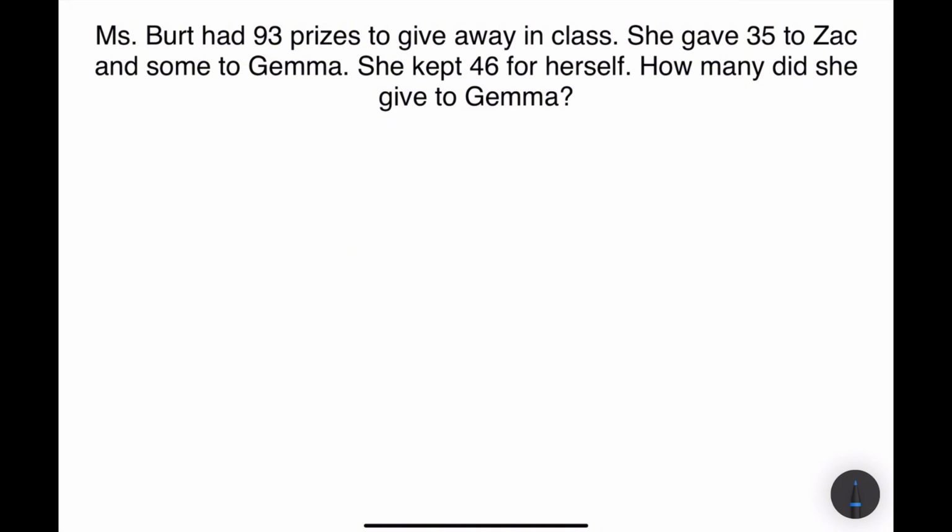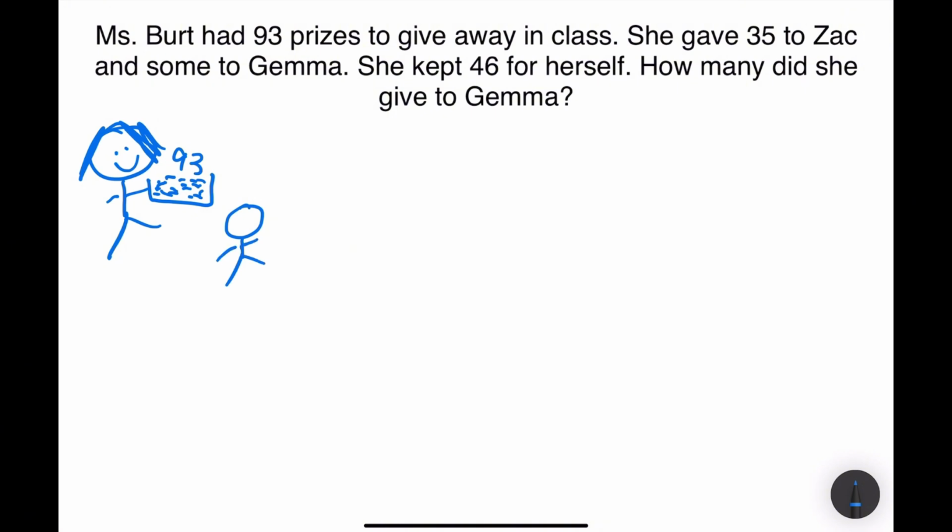Okay, so in your mind, you might have seen a teacher, Mrs. Burt. And Mrs. Burt has some prizes to give away. So it says she has 93 to give away. And then she's got 2 students. She's got Zach and she's got Gemma. And she gave some to both kids. She gave 35 to Zach. And we don't know how many she gave to Gemma. And then it said she kept some for herself. So there's some left in the bucket, and that's 46.